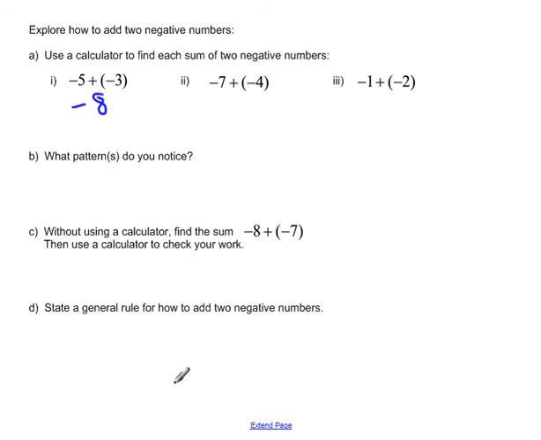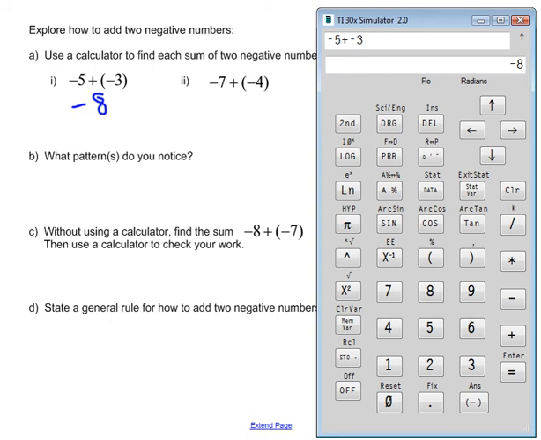-8. And now let's do the next problem, -7 plus -4. So I'll clear this out. We're going to do -7 plus, now the last time I didn't put in the parentheses. Let's see what happens when we put the parentheses in. Plus parenthesis -4.